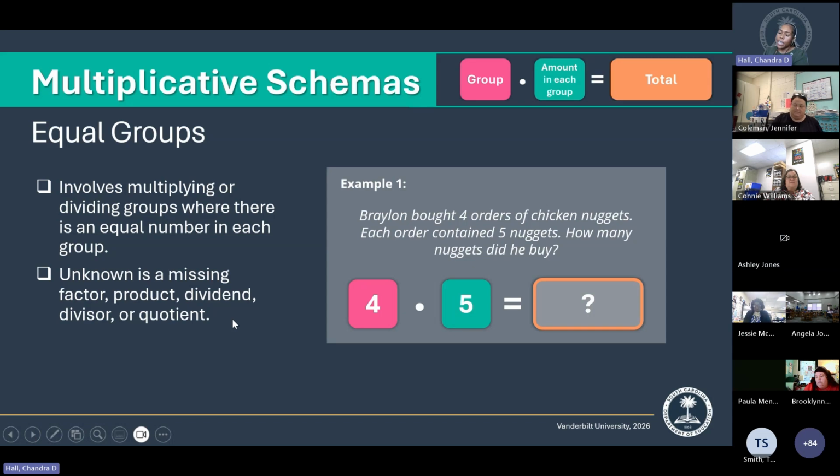So an example of this, and of course this is in third grade because that's when we start dealing with multiplication and division. Braylon bought 4 orders of chicken nuggets. Each order contained 5 nuggets. How many nuggets did he buy? Here, what are we solving for? Thanks. I see it in the chat. The product. Okay.